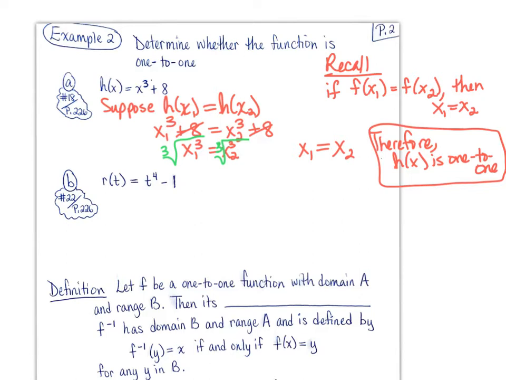So we have r of t is not one-to-one. Negative 1 to the 4th minus 1 is equal to 1 minus 1, which is what? 0. And what can we also say?